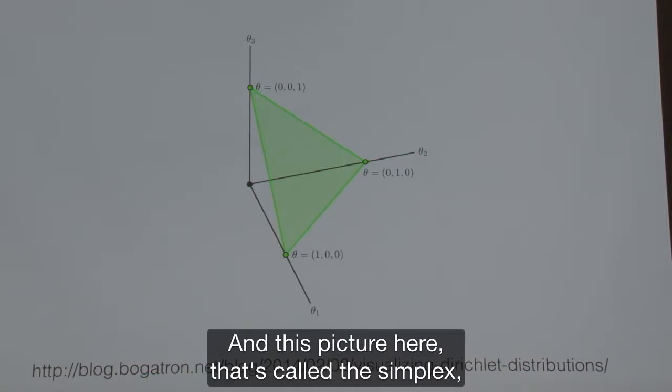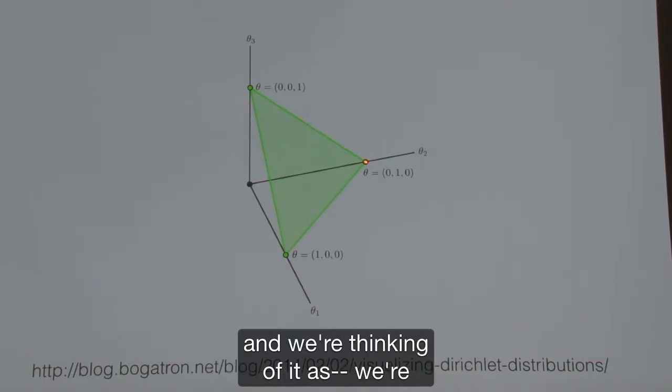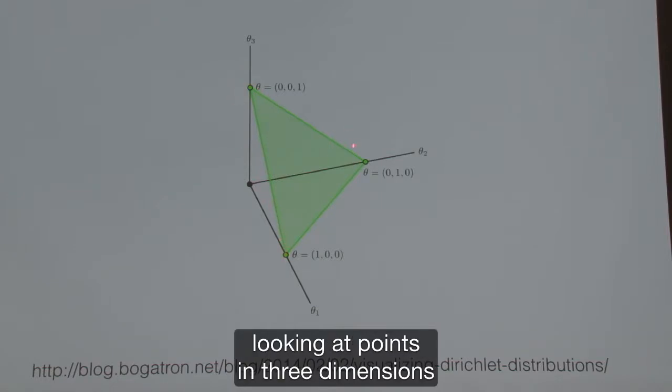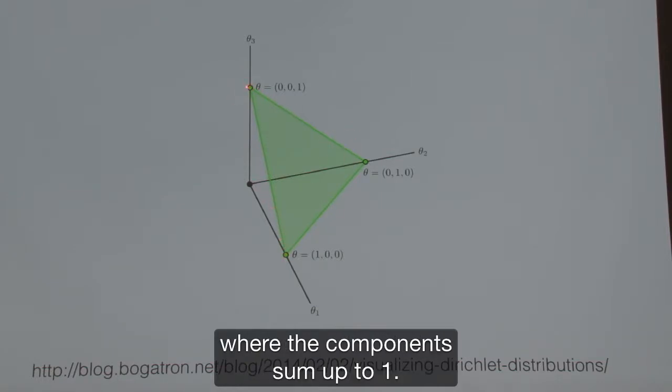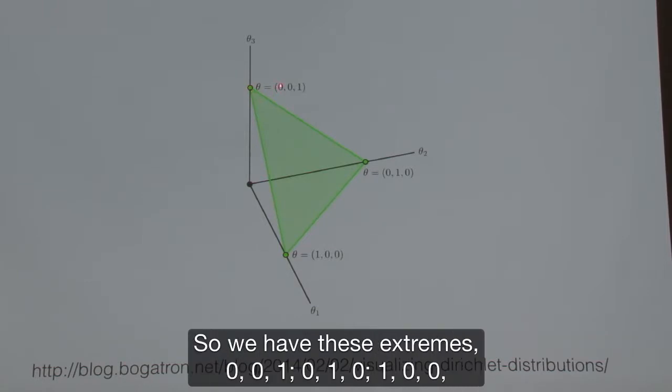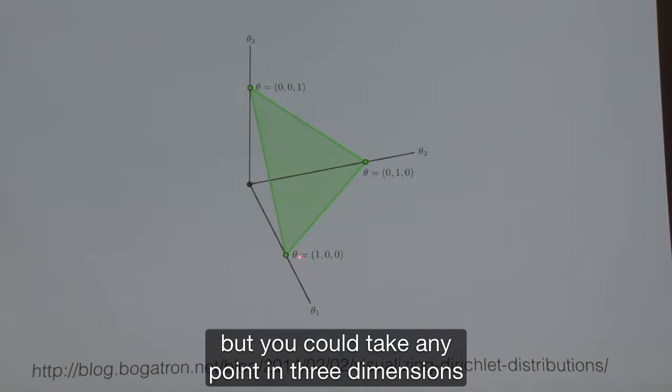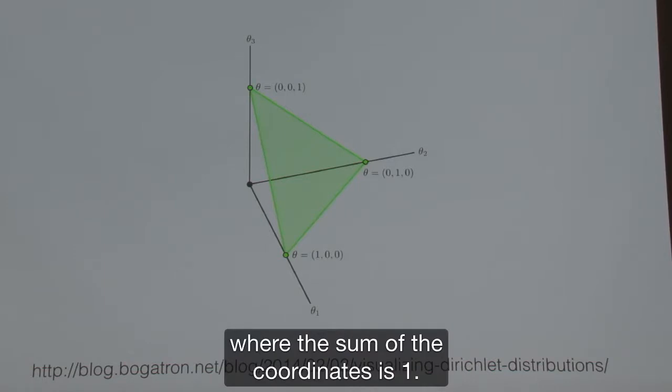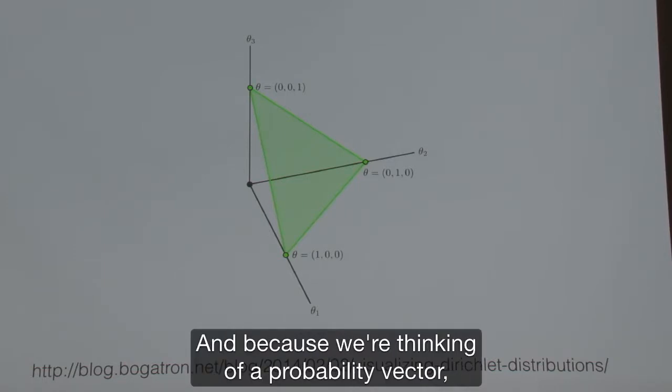And this picture here, that's called the simplex, and we're looking at points in 3 dimensions where the components sum up to 1. So we have these extremes, 0, 0, 1, 0, 1, 0, 1, 0, 0. But you could take any point in 3 dimensions where the sum of the coordinates is 1. And because we're thinking of a probability vector, right?